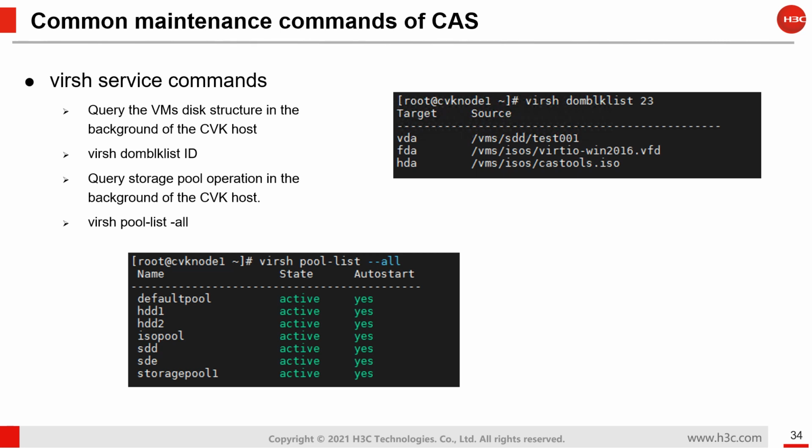If you want to query storage pool operation in the background of the CVK host, you can run virsh pool-list --all. It will output the pool list, such as the default pool, HTTP pool, and SSD pool, and their state and autostart status.